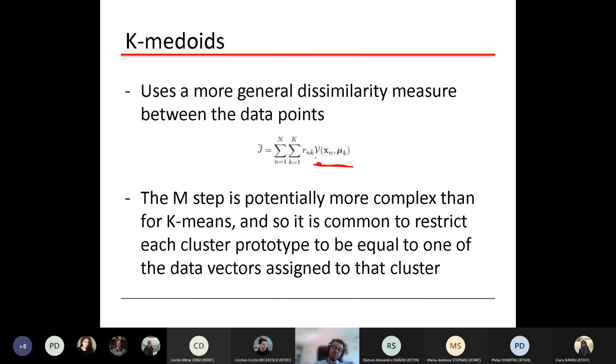if we want to use another similarity or dissimilarity measure, maybe computing this measure is more complex, and therefore in the M step it will be more complex to compute it. The way to do it is to restrict the centroids to be actually the closest point to the actual centroid, to be one of the points in the set that you have, and then you can just compute the similarity between these points. For example, in NLP, it's simple to compute the cosine similarity between any two documents.